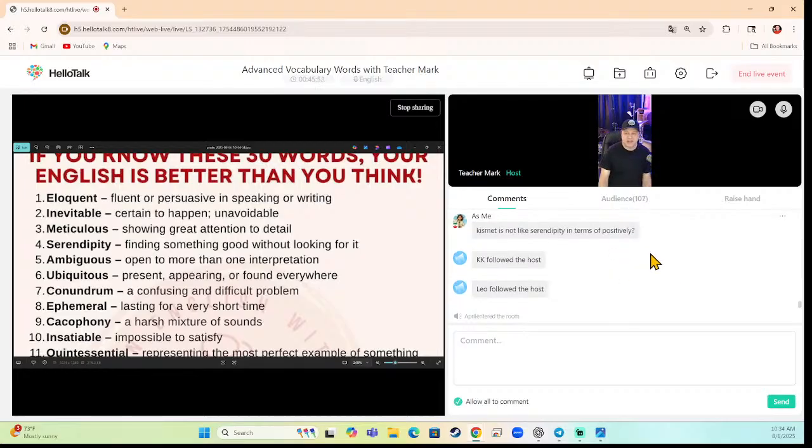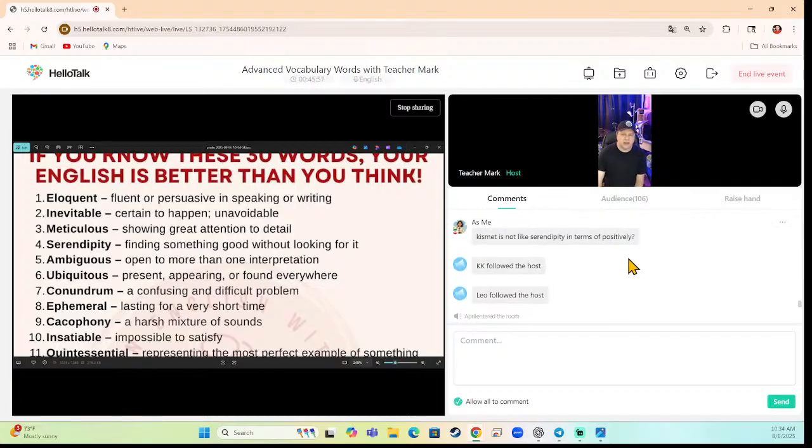Kismet is not like serendipity in terms of positivity. Kismet is... It's like a magical force, and serendipity is also like a magical force. So in that way, they're similar. But the difference would be more that... Let me see.